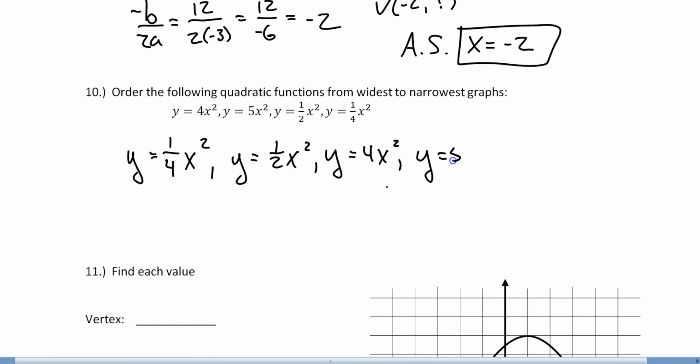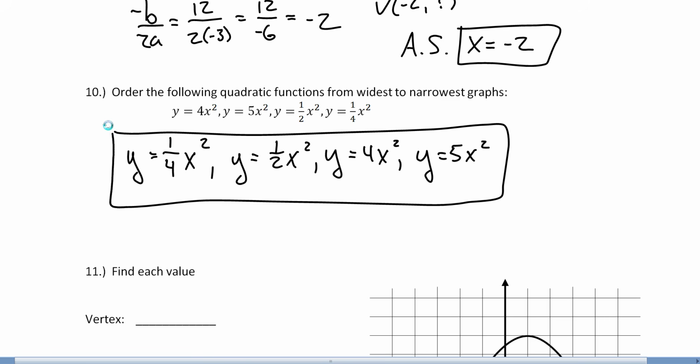And then the last one is the one with the biggest a value. That's the skinniest. Okay? And so again, remember, that's how the a value affects the shape. So again, these are all very generic questions, just trying to look at what we generally know about these functions really quickly without having to do a whole lot of work. Okay?